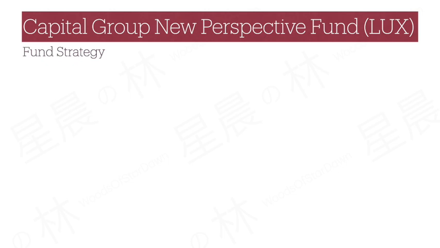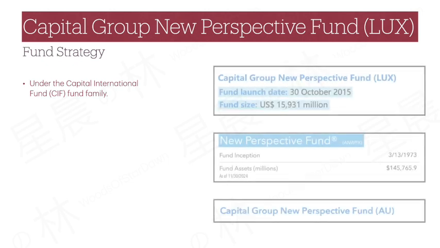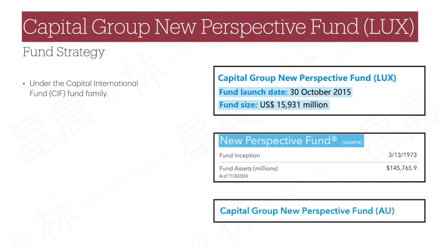Now that we know a bit more about Capital Group, let's take a look at the fund. The Capital Group New Perspective Fund is a sub-fund under the Capital International Fund, or CIF, fund family. There are currently 32 funds in this Luxembourg-domiciled fund family, which reflects the strategies that the firm would like to market to international investors. The reason why there is a bracket LUX at the back of the fund name is to identify this international offering from the other similar offerings.